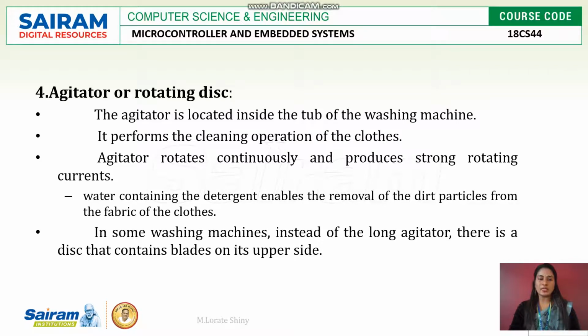In some washing machines, instead of this long agitator, there is a disc with blades on the upper side. The rotation of this disc and the blades generates a strong rotating current which helps in removing the dirt particles from the fabric of the clothes. This agitator or rotating disc also performs another important task, which is rubbing the clothes against each other. So these are the functions of the agitator or rotating disc.